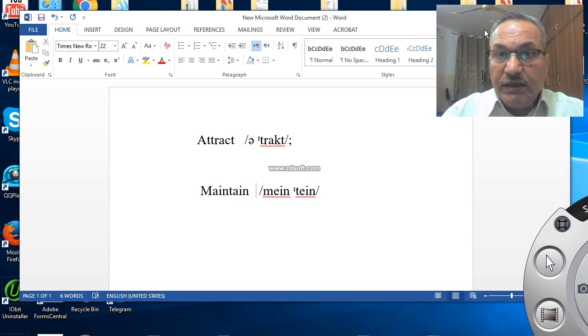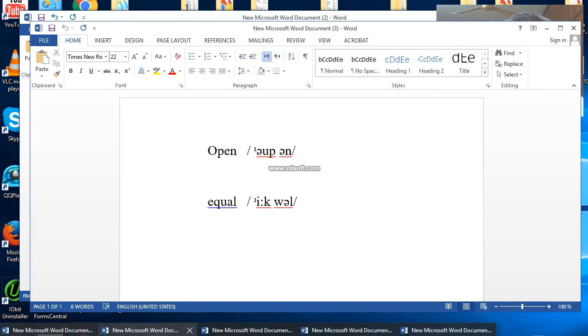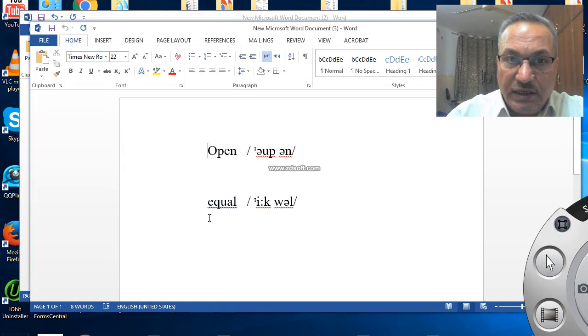But if the second syllable is weak in the verb, as in this example, as in open, here the second syllable is weak. Why? Because it contains schwa. So if the second syllable is weak, the first syllable is stressed, as in open. So the first syllable is stressed because the second syllable is weak.